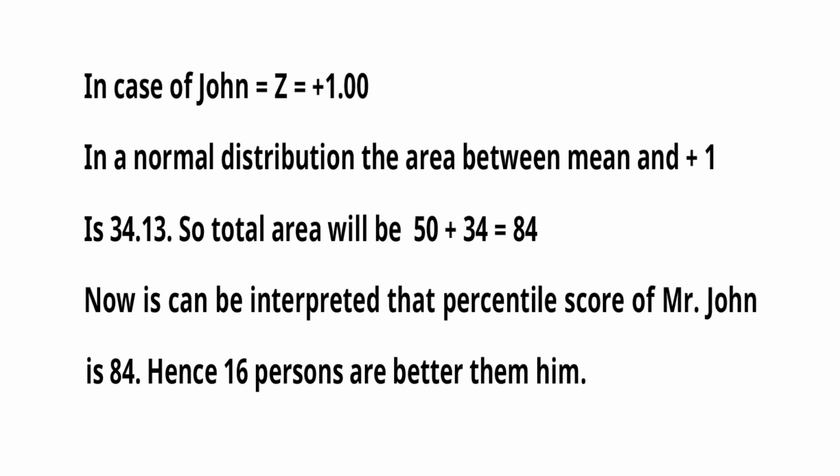Now, you have seen that the area between the mean and plus 1 SD is 34. Mean is 50. So, just a few minutes back I told you 50 plus 34 is 84. That means John, who is getting plus 1 Z score, his percentile score is 50 plus 34, 84. That means 16 persons are above him and the remaining are below him. So, we will see the area from the normal distribution and then we will interpret.